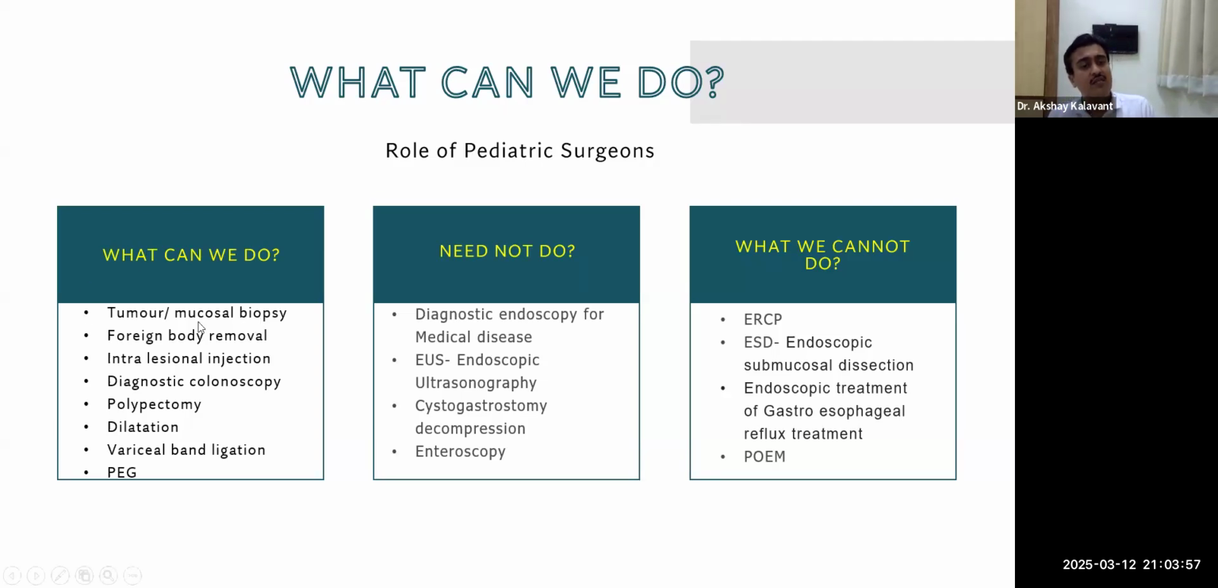Now, what can we do? We've already discussed tumor, foreign body, intralesional injection. For intralesional injection, we can use glue, we can use adrenaline. Glue can be used in gastric varices.